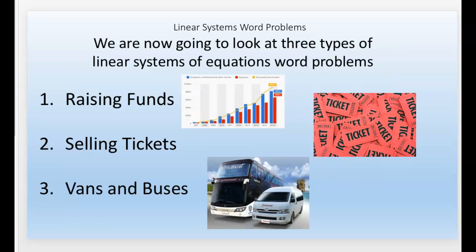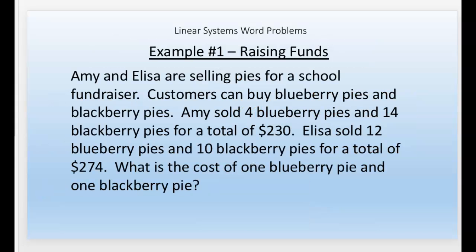Today we're going to look at three types of linear systems of equations word problems. These are the three types. One is about raising funds. One is about selling tickets. And one is about vans and buses. Okay, they're very similar. And the setups are all very similar. They're just three types that I want you all to learn, okay? Because all word problems, systems of equations, they're kind of set up like this. So let's look at some examples.